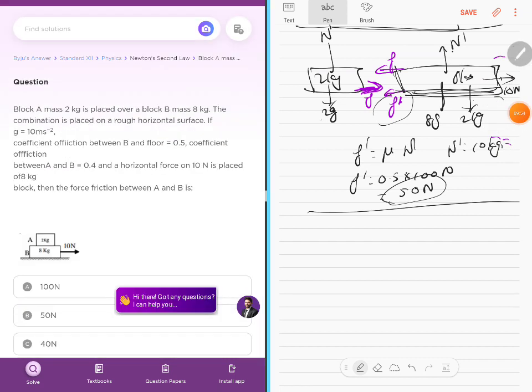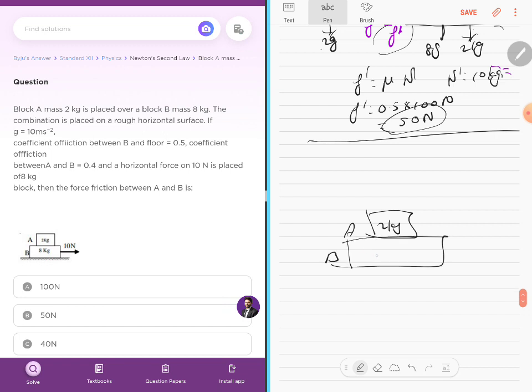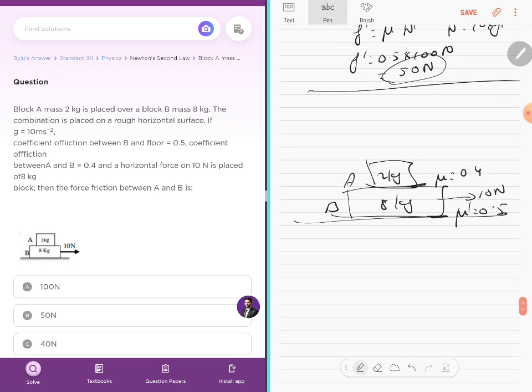Next question. A block of mass 2 kg, which is A, is placed over a block B, which is 8 kg. The combination is placed on a rough horizontal surface. If g is equal to 10 meter per second square, the coefficient of friction between B and the floor is mu equal to 0.5, and between A and B, let's call this mu dash, it is 0.4.